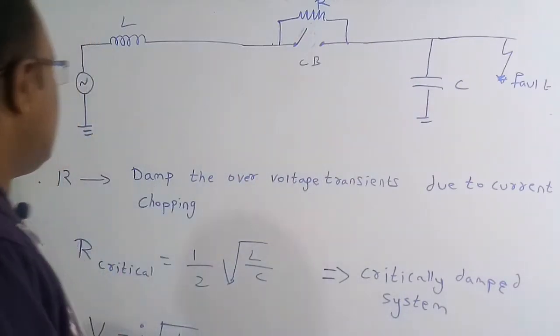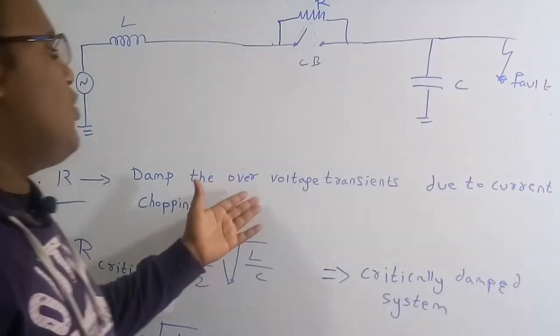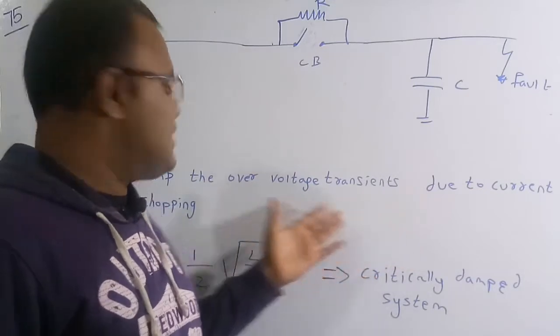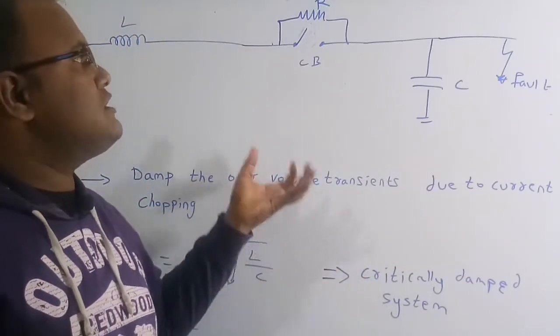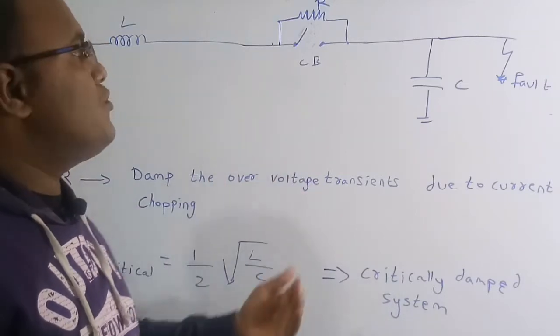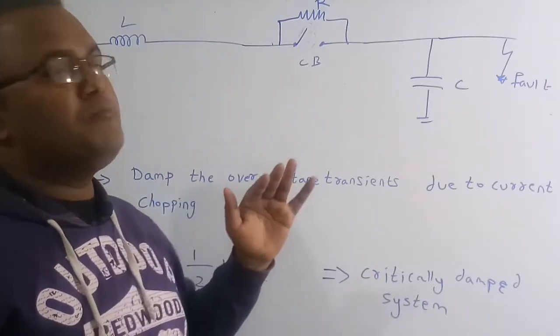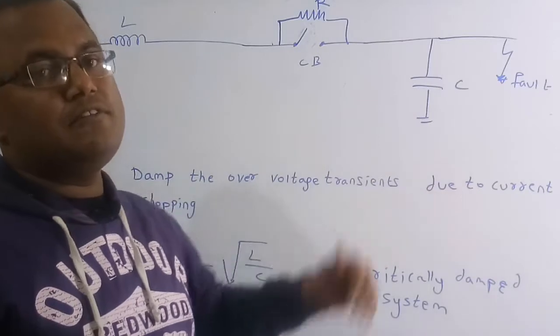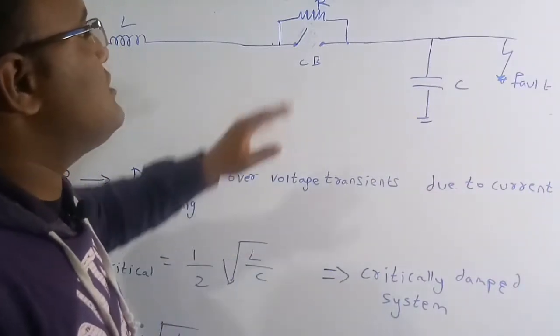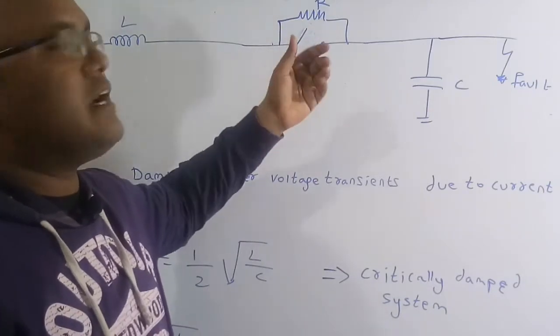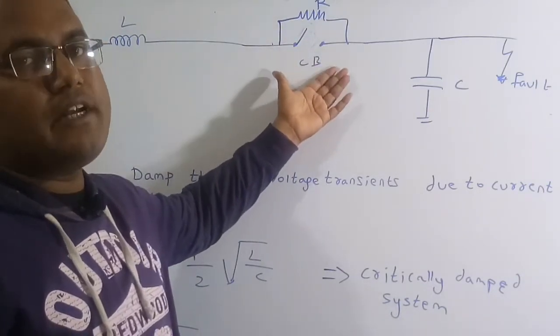So therefore we can say R is used to damp the over voltage transients due to current chopping. It means this resistor is going to decrease the voltage across the contacts in such a way that it is not able to make more arc between the contacts. It is not able to further make an arc between the contacts. So this is the use of the resistor, which we have to connect in parallel with respect to the contacts of the circuit breaker.